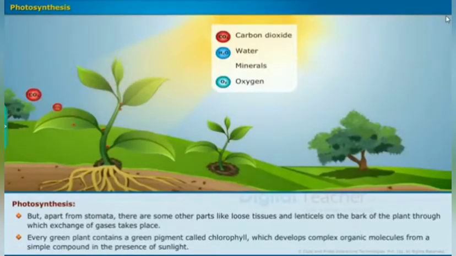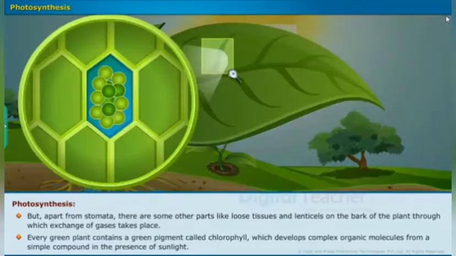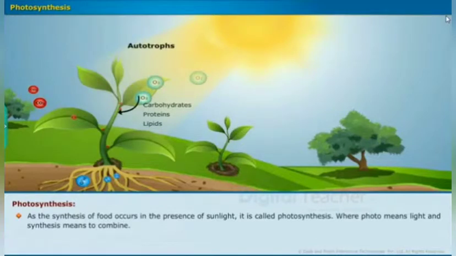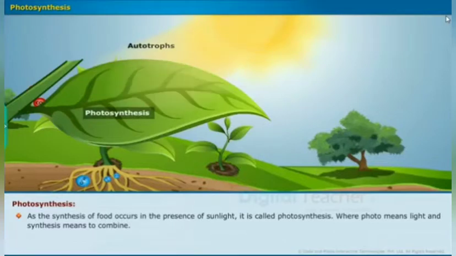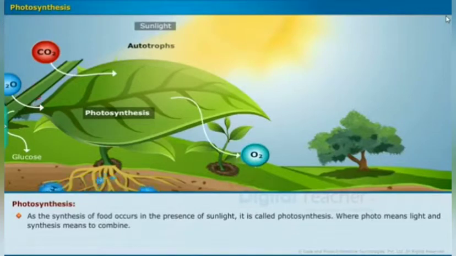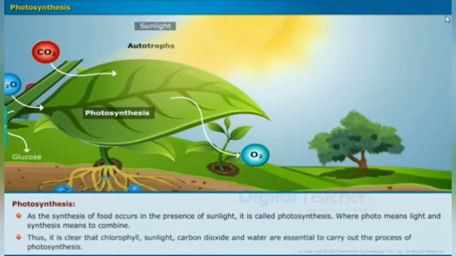Every green plant contains a green pigment called chlorophyll, which develops complex organic molecules from a simple compound in the presence of sunlight. As the synthesis of food occurs in the presence of sunlight, it is called photosynthesis, where photo means light and synthesis means to combine. Thus, it is clear that chlorophyll, sunlight, carbon dioxide and water are essential to carry out the process of photosynthesis.